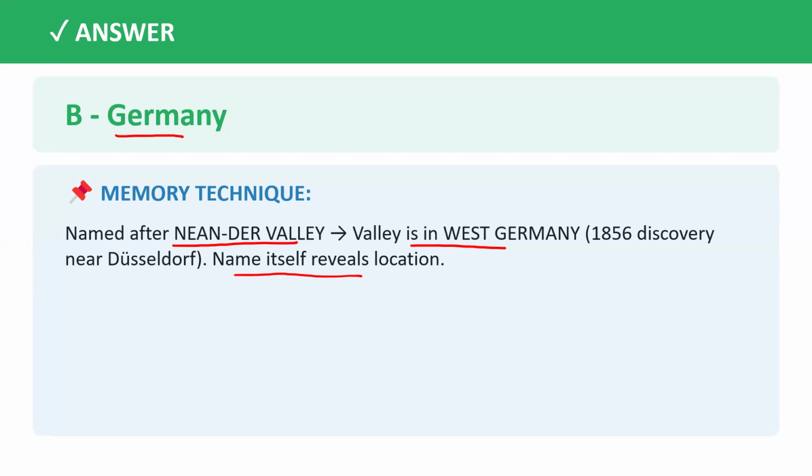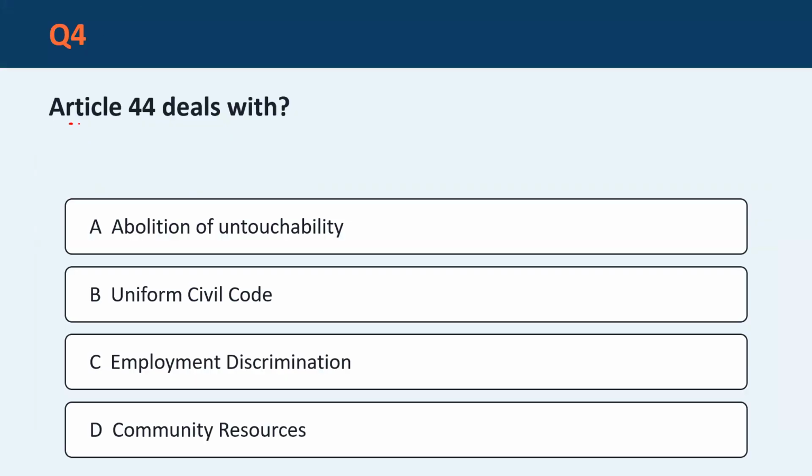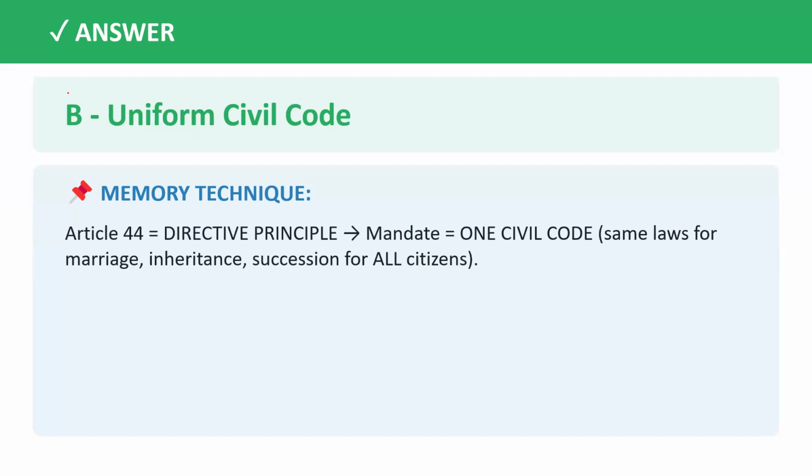The next question is, Article 44 of the Indian Constitution deals with what? The options are abolition of untouchability, uniform civil code, employment discrimination, and community resources. And the answer is uniform civil code.